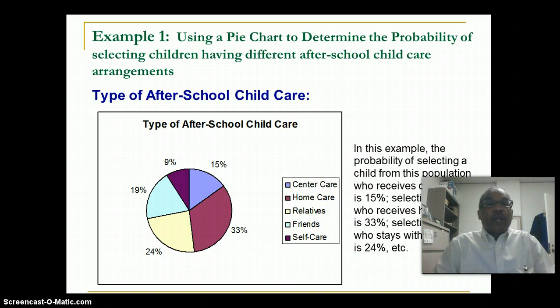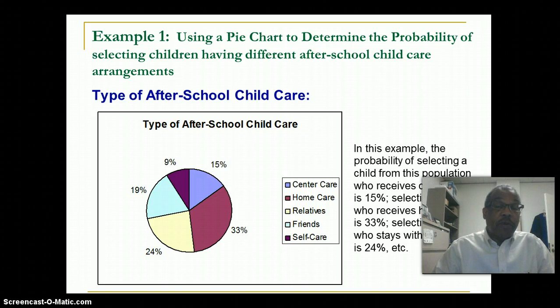Imagine we created a pie chart in which we have collected information about children, more specifically different kinds of after-school care that children receive. Let's say we had a huge population from which we selected this information, and we crunched the numbers, and this is what the after-school childcare looks like in terms of percentage of students who participate in these ways in which they are taken care of.